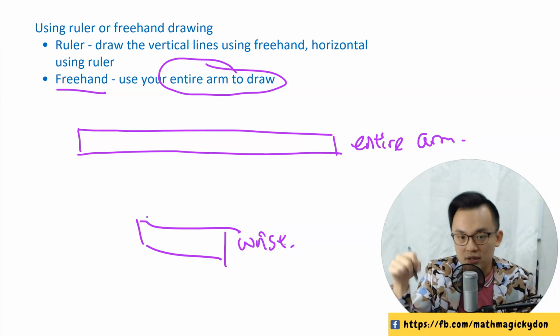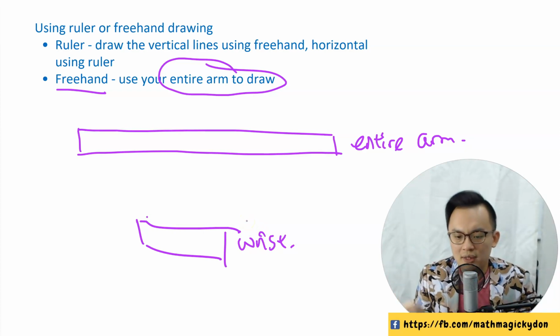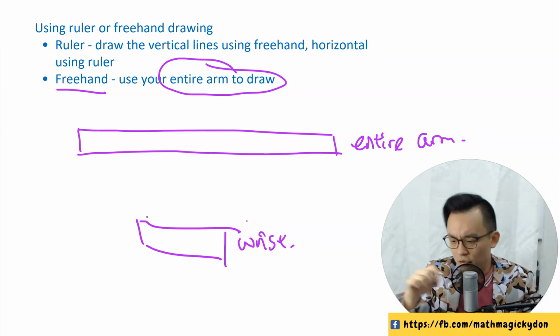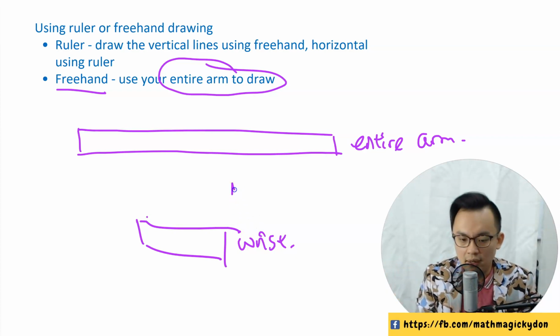Actually, it's the same concept for handwriting as well. If you write using your wrist, right, then you will write not so nice, which is what I'm doing actually. If you write using an entire arm, it looks nicer.